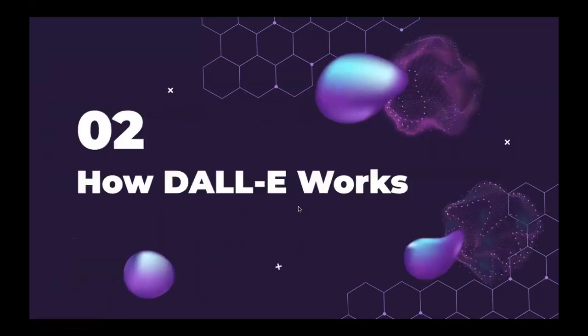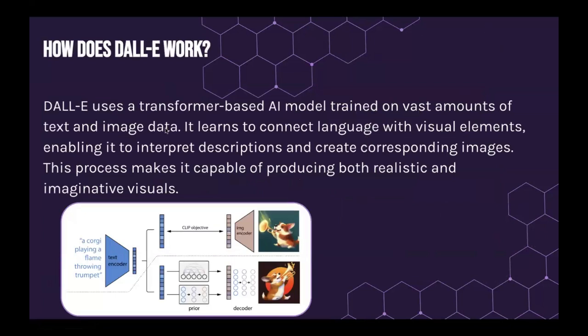How does DALL-E work? DALL-E uses a transformer-based AI model trained on vast amounts of text and image data. It learns to connect language with visual elements, enabling it to interpret descriptions and create corresponding images. This process makes it capable of producing both realistic and imaginative visuals.